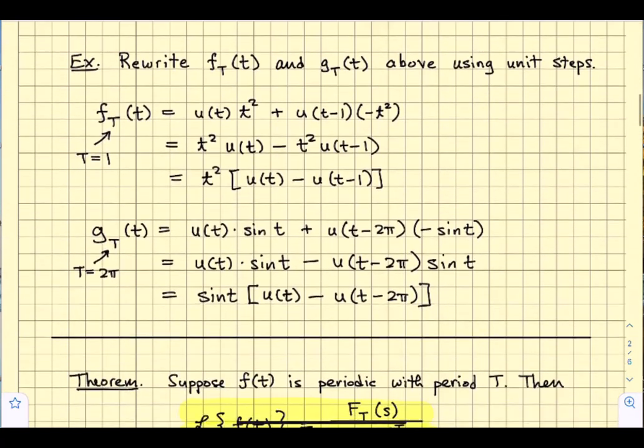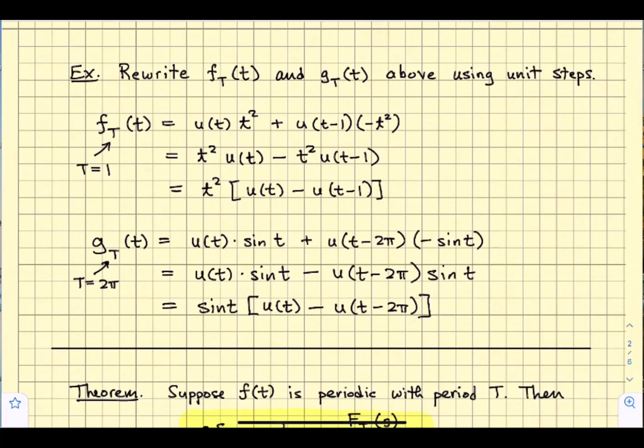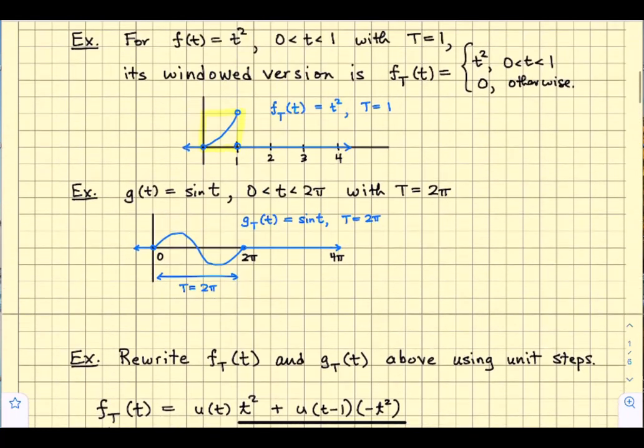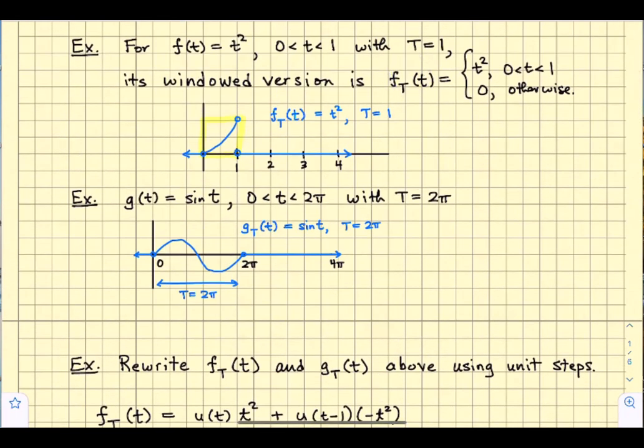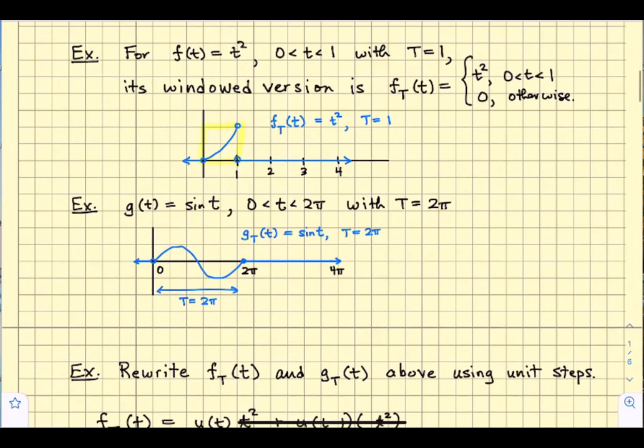So why don't we, as an exercise, take the same two examples that we just worked with, this little f sub T and this little g sub T, the windowed versions of these functions, and write them in terms of unit steps. Well, just looking at this picture, and if you think back to the philosophy we had when we started doing this, we want the function to be 0 to the left of t equals 0.